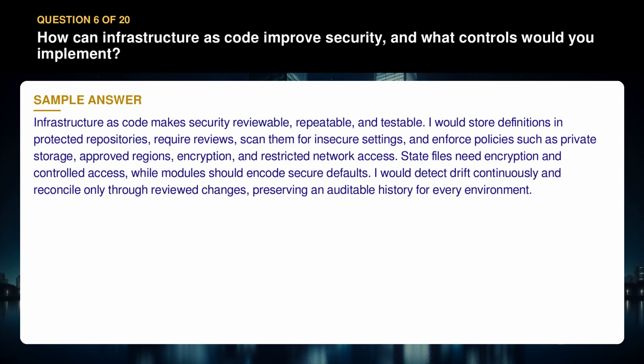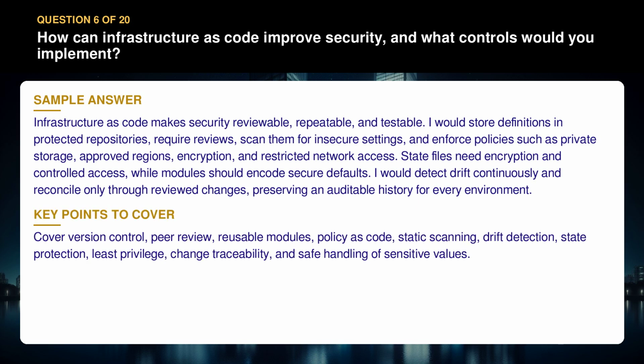State files need encryption and controlled access, while modules should encode secure defaults. I would detect drift continuously and reconcile only through reviewed changes, preserving an auditable history for every environment. Cover version control, peer review, reusable modules, policy as code, static scanning, drift detection, state protection, least privilege, change traceability, and safe handling of sensitive values.